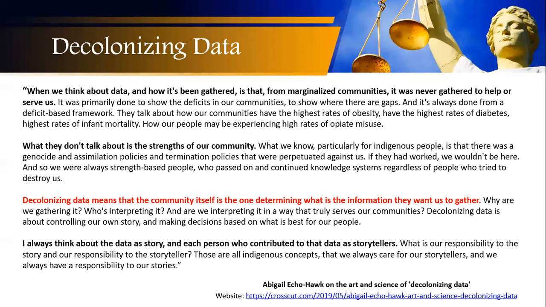And so we really have to think about not only the deficits within communities, but also the strengths. And when the members of the community have the ability to control the data and how it's collected and the story that gets told, then that story is told in a way that truly honors the community.